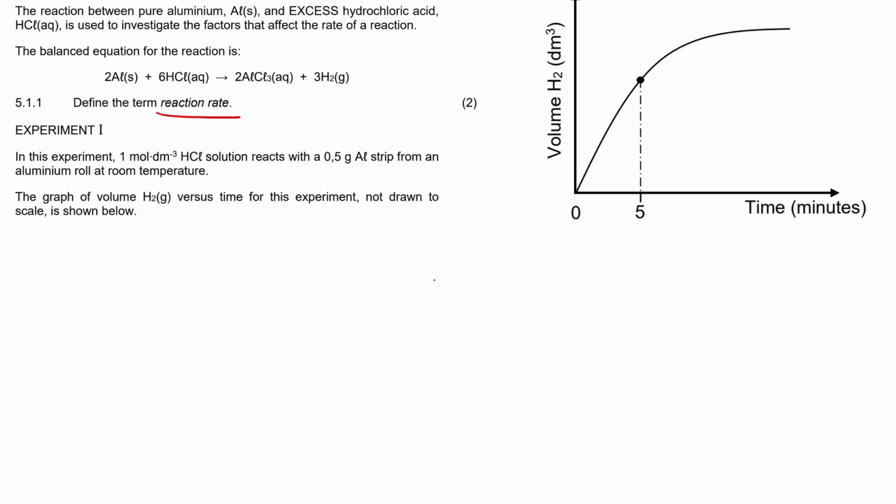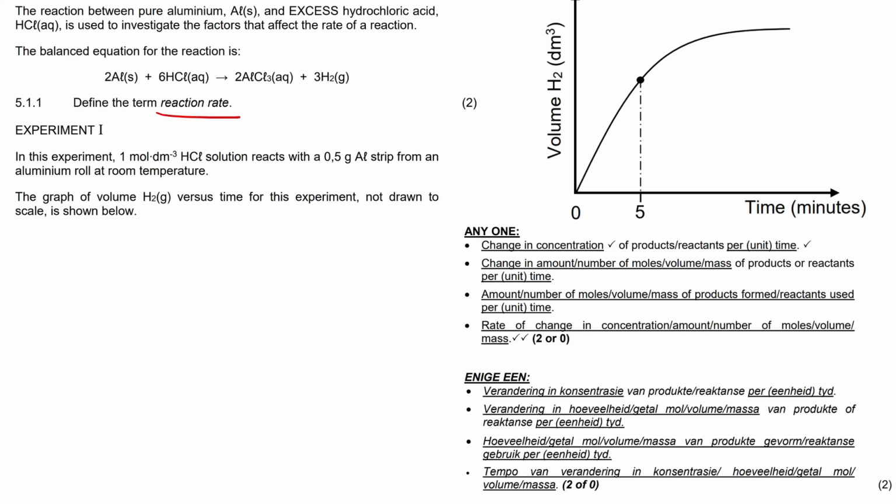So before we get the definition, reaction rate, the word rate just tells you how quick. So reaction rate is how fast a reaction takes place. That's not the formal definition. Here's the formal definition. Okay, so there we have it.